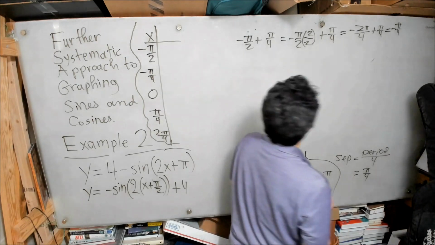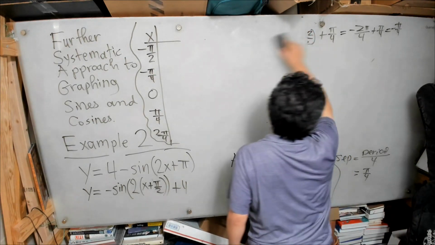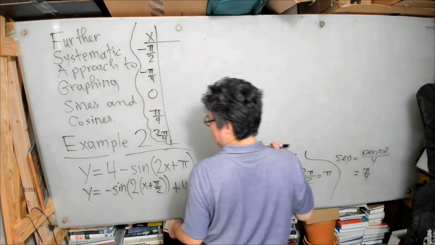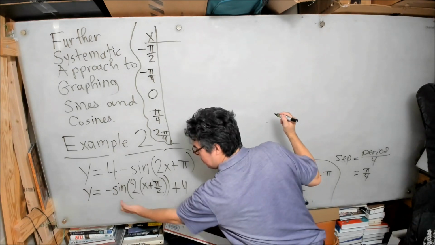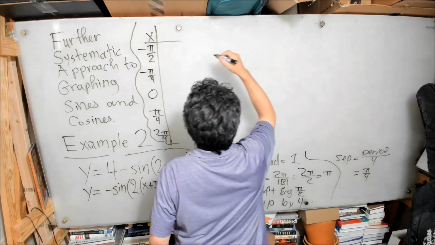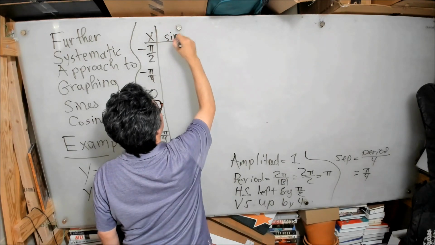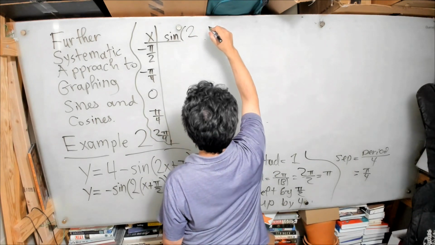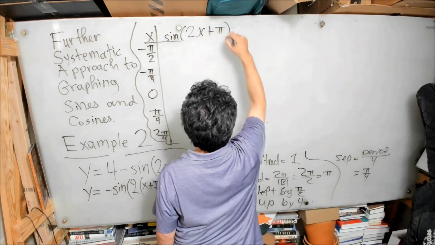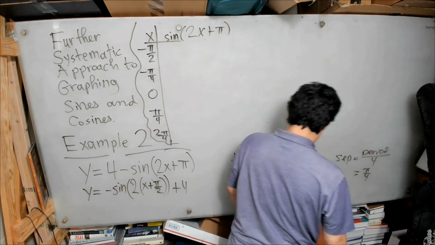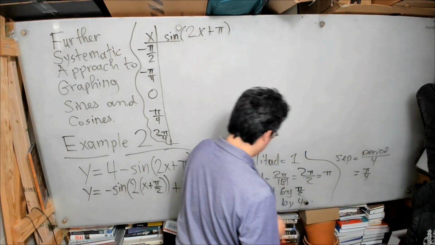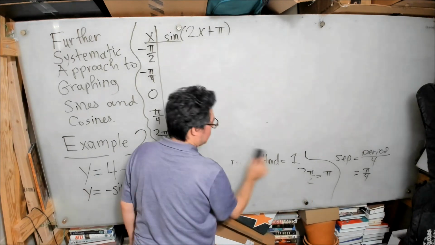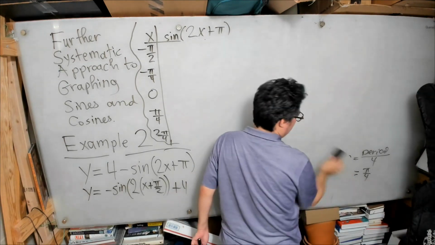So now what we're going to do is evaluate not the whole expression. We're going to evaluate just the sine part of the expression. So in this case, what is the sine of 2x plus pi? Okay, let us delete all of this. We don't really need any of this anymore.